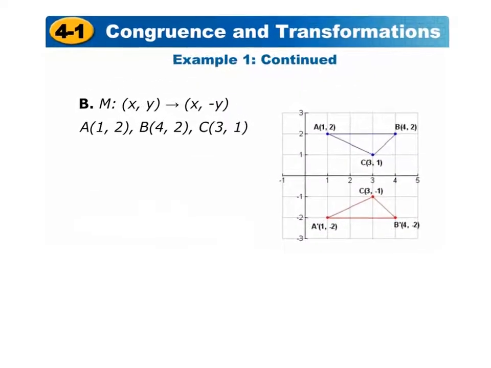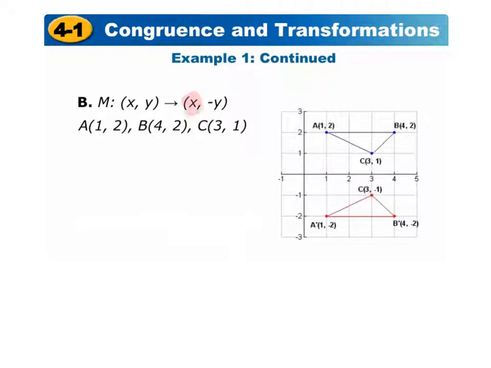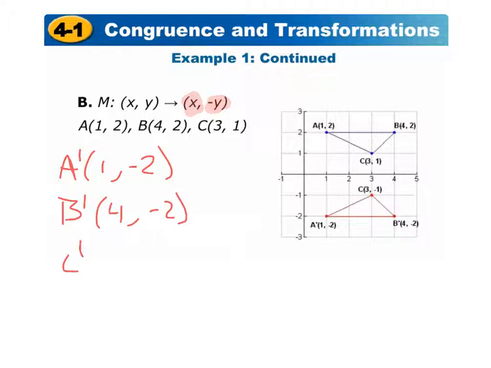Let's look at the next example. Here we leave x the same, and we make y negative. So A prime is 1, comma, negative 2. B prime will be 4, comma, negative 2. And C prime will be 3, comma, negative 1. We left all of our x coordinates the same and made all of our y coordinates negative. If we plot all of these points, what are we doing to this shape? Reflection. It's being flipped across the x-axis.